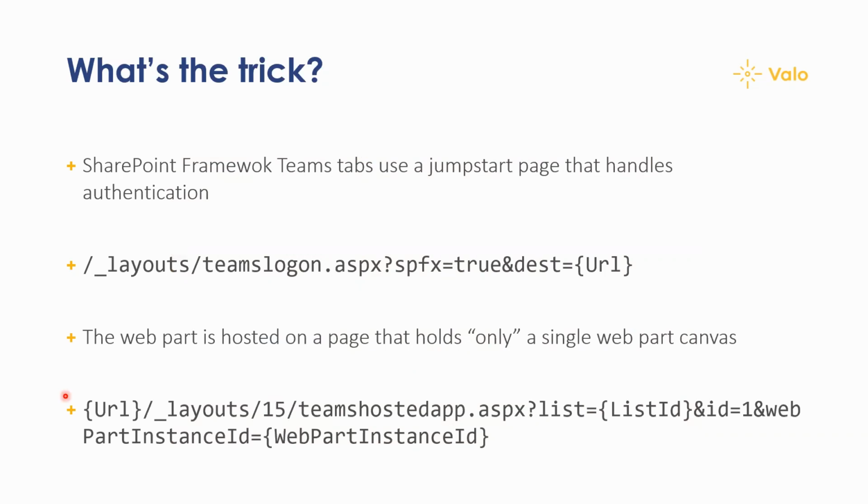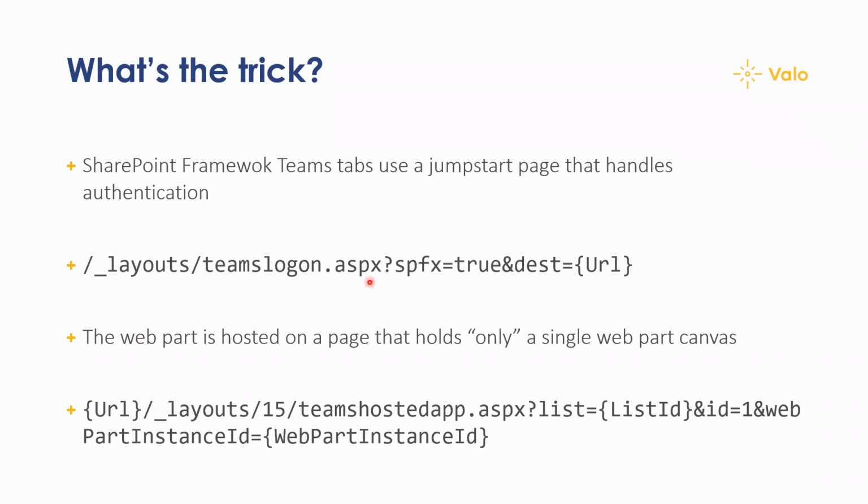So what's the trick? We have in Microsoft Teams a tab. That tab is a URL to our web part. The web part is actually using a kind of host page in SharePoint that lives in the site where you add this Teams tab, and is using the following URL. We're going to use a jumpstart page, and that's automatically managed by Microsoft Teams and SharePoint Framework. But when you get to this teamslogon.aspx, this is where the most complex part is taking place.